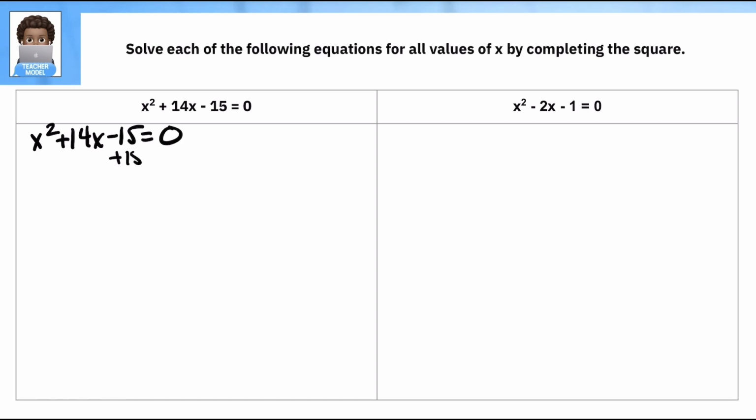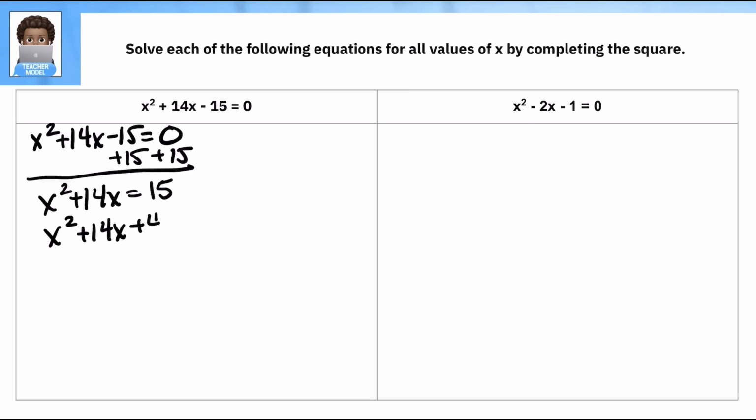First, I'm going to add 15 to both sides. So I have x squared plus 14x is equal to 15. Now I'm thinking about half of 14, which would be 7, and I'm going to square it to get 49. So x squared plus 14x plus 49 is equal to 15, and I'm going to add 49 here as well.